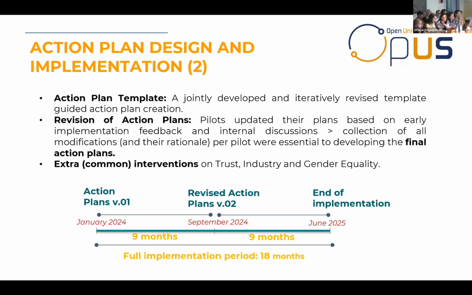Later on, as you can see, the full implementation period was 18 months. So we started off with the first version of the action plans, which we started to implement in January 2024. The pilots ran until, just last month, June 2025. And during the first 9 months, we saw what was working, what was not working, and we collected those learnings into the revised version of the action plans that was ready by September 2024. So in the midterm, right after the first stage of implementation, which is how we call the first 9 months.